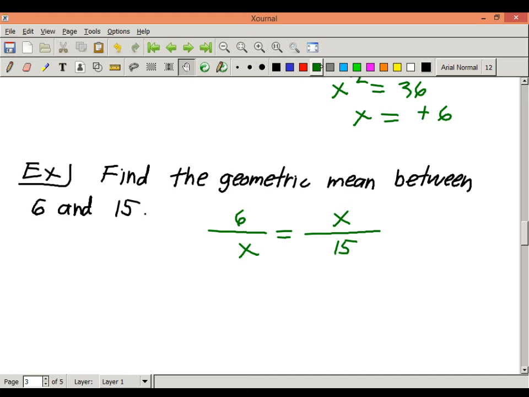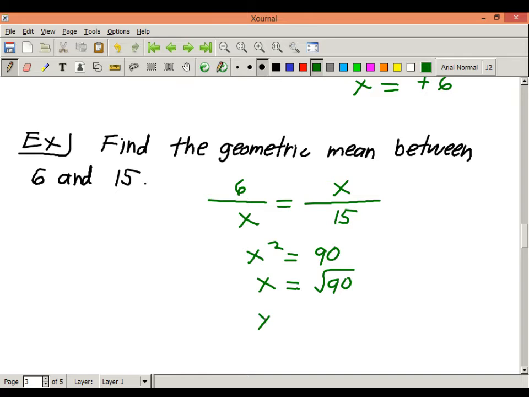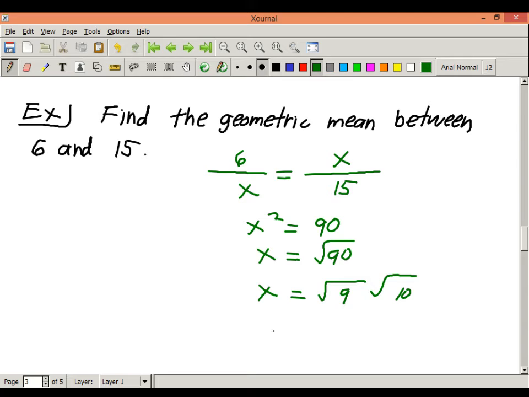Again, we just solve it by cross-multiplying like we normally do. So x squared is equal to 90. And then x equals, again, we're going to take that positive square root, not the negative one. So that geometric mean is the square root of 90. And of course, we want to simplify that radical like we've done in the past. So we're going to write that square root of 90 as the square root of 9 times the square root of 10, because 9 is a perfect square. And so we're going to end up with x equals 3 times the square root of 10, which is the geometric mean between 6 and 15. So 3 times the square root of 10.